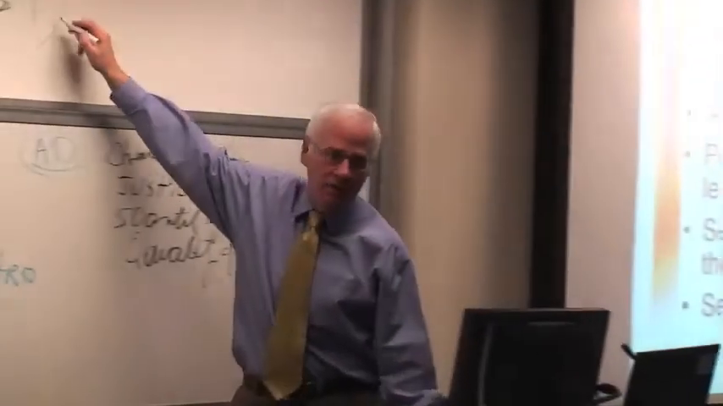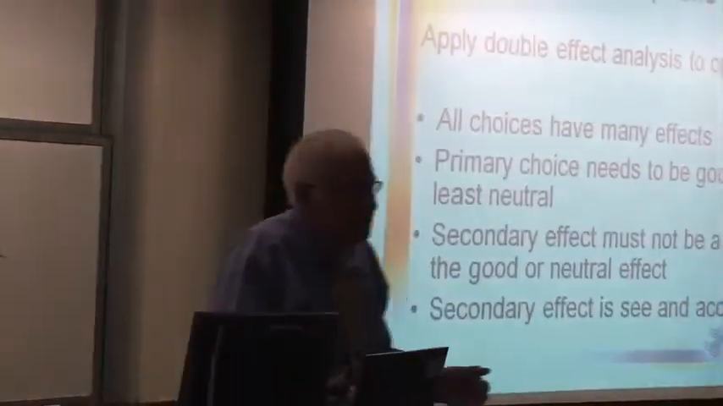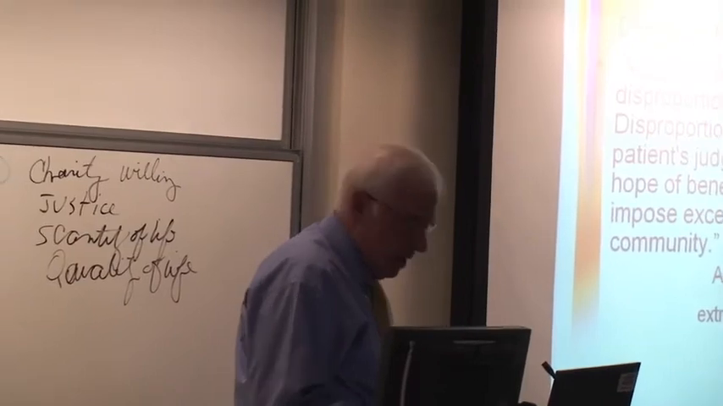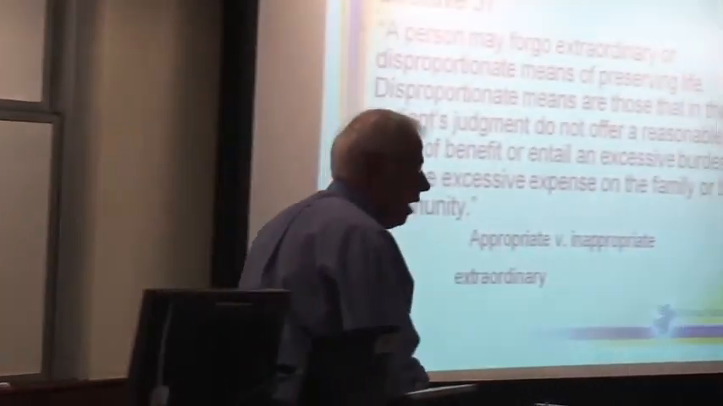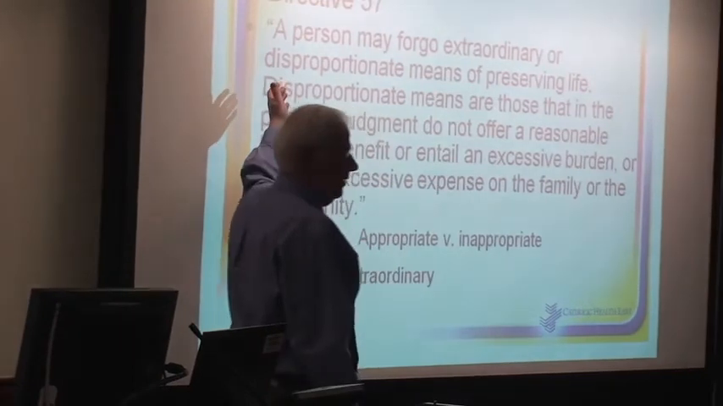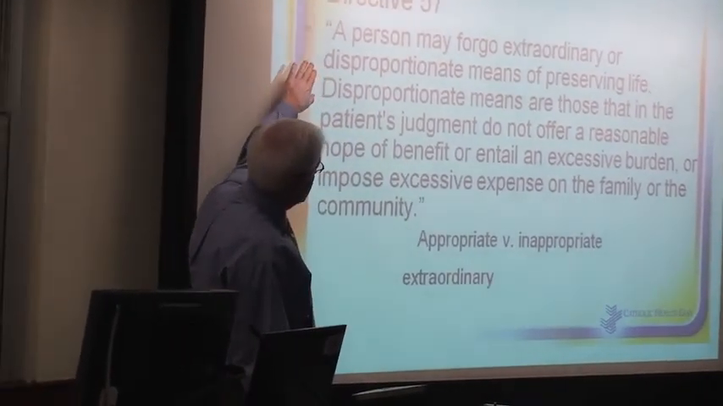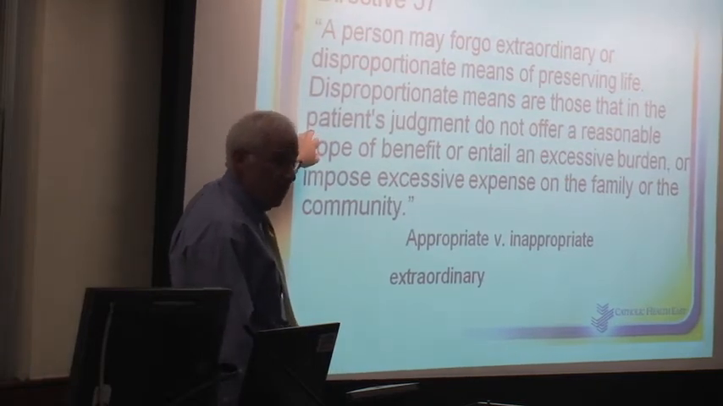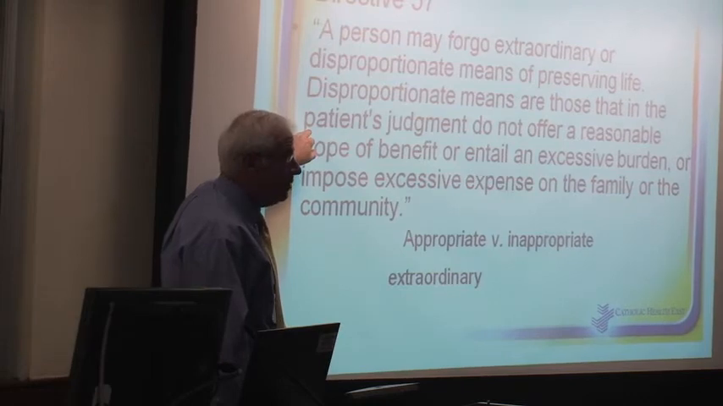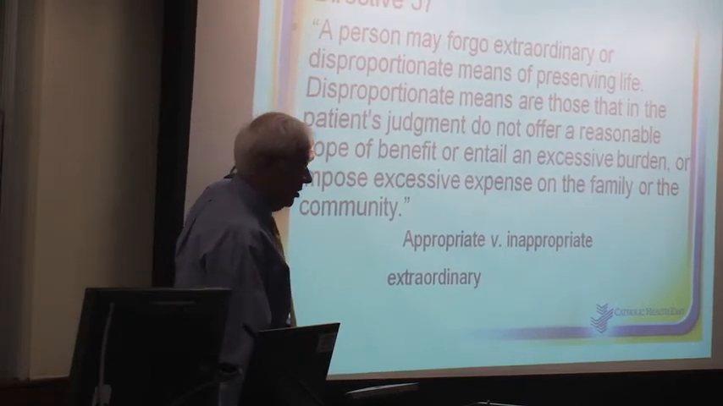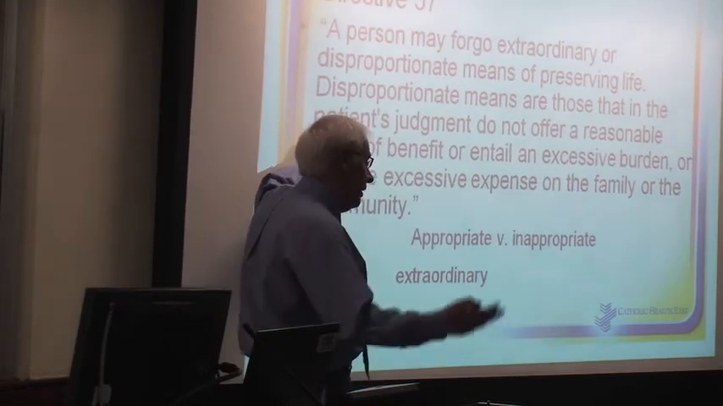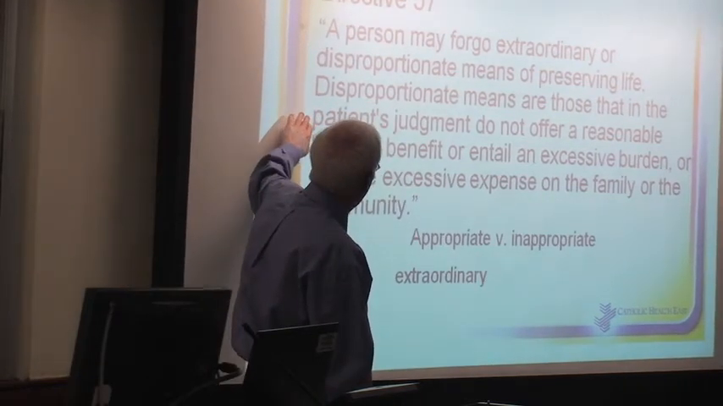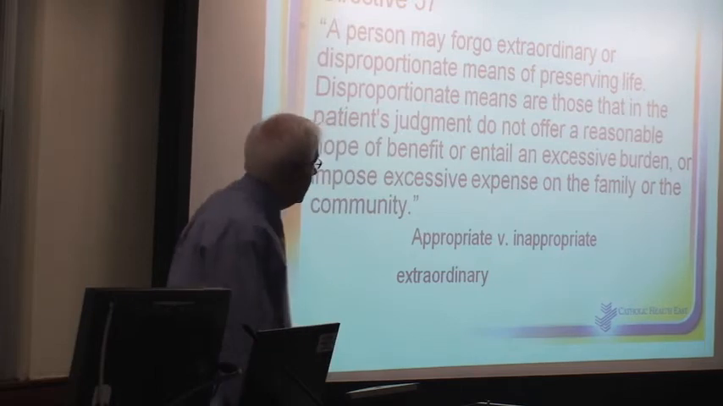These are the most difficult ones, and I always get people to start out with the easy cases where there's a lot of burden and not a lot of benefit. So as we thought about our options, we went to another one of the directives that says a person may forgo extraordinary or disproportionate means of preserving life. Disproportionate means are those that, in the patient's judgment, and we know what her judgment is, we pretty much know she's never going to get back to 50% functioning. She's probably not going to have very much functioning at all. By the way, I'll tell you in a bit what the end of the storyline is. Doesn't offer a reasonable hope of benefit or entail excessive burden.